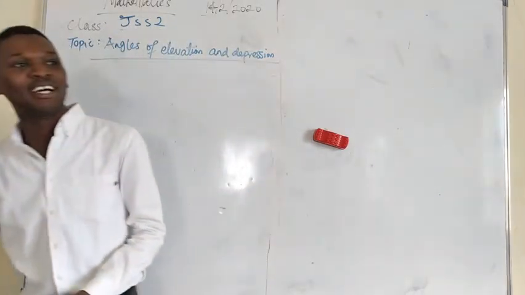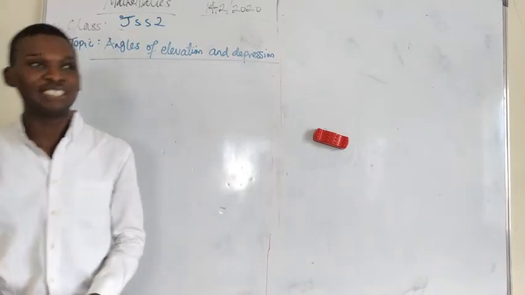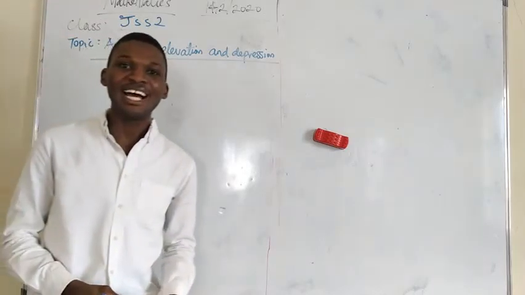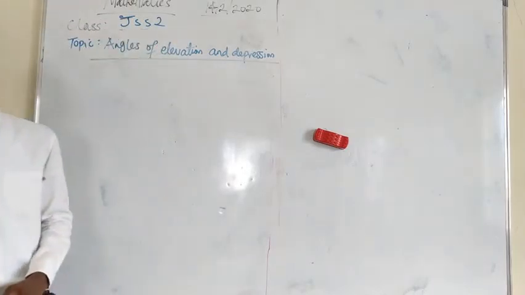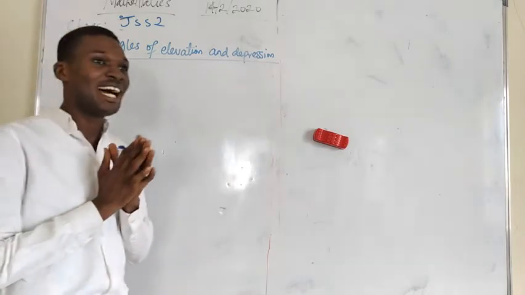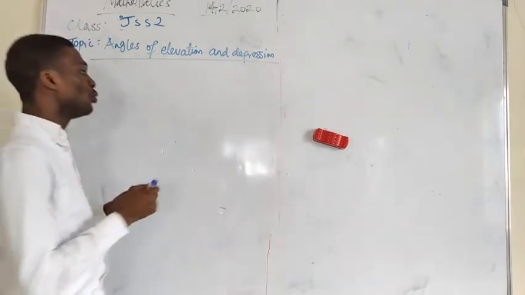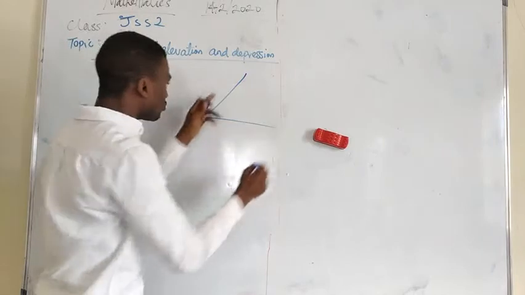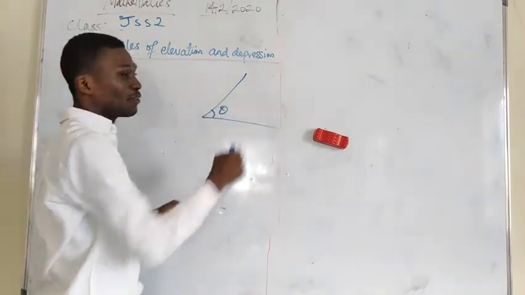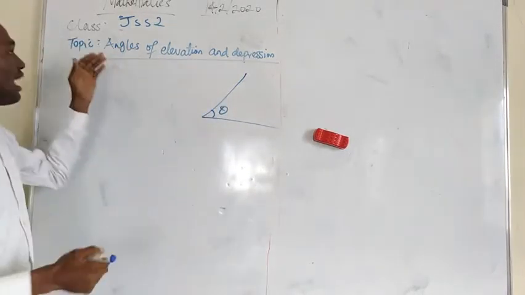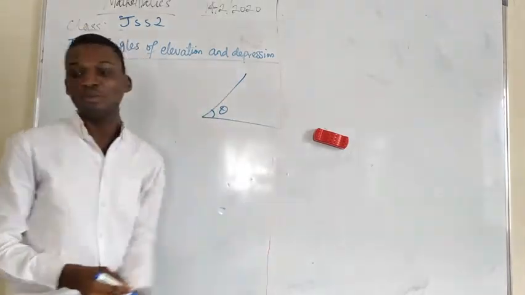Before we went on holiday, we treated angle as a topic, and we were told that an angle is formed when two lines meet. We have two lines at this point forming an angle theta. At this point, we look at angles of elevation and depression.